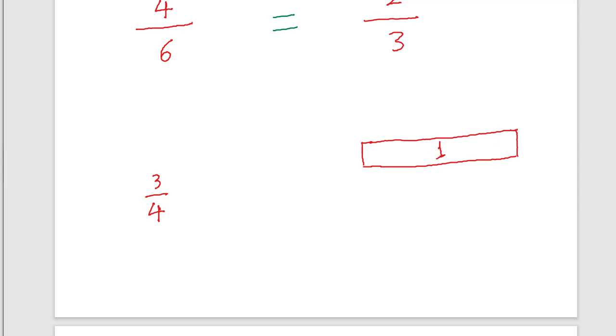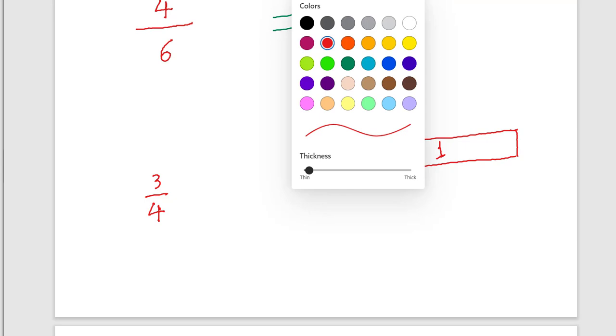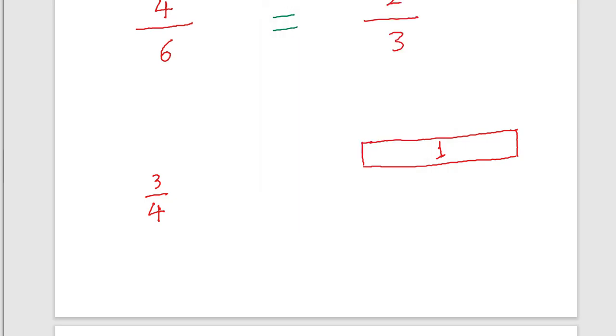And then I divide the whole one into how many parts? Ahmed Al-Hassan? Ahmed? Yes. I divide the whole one into how many parts to represent 3/4?